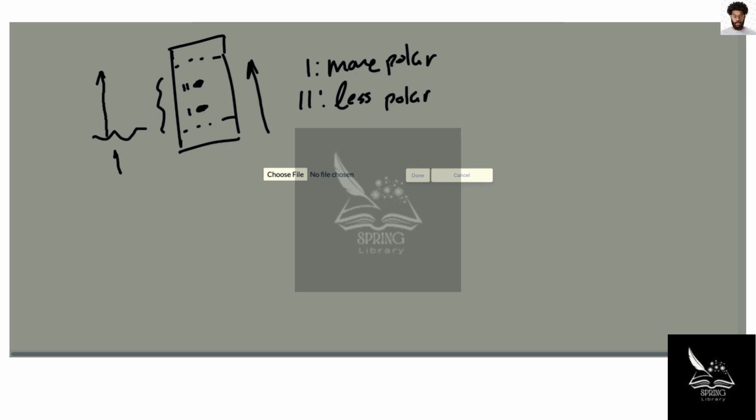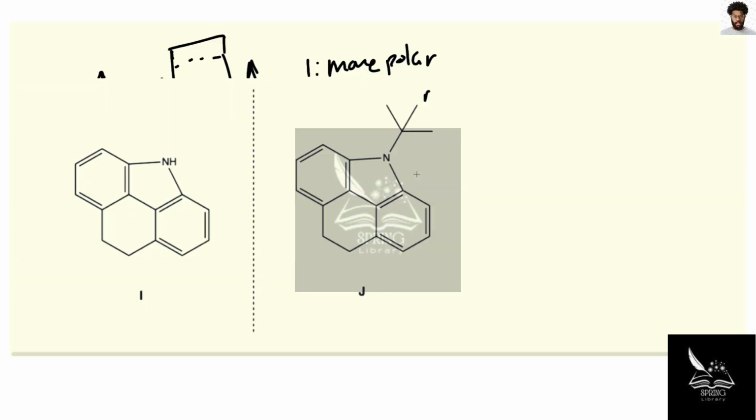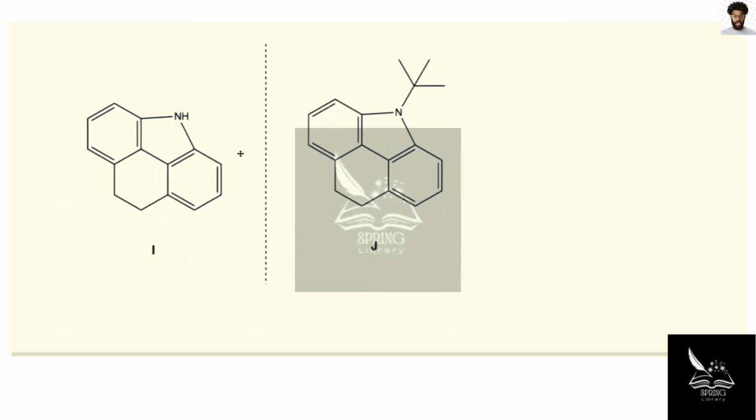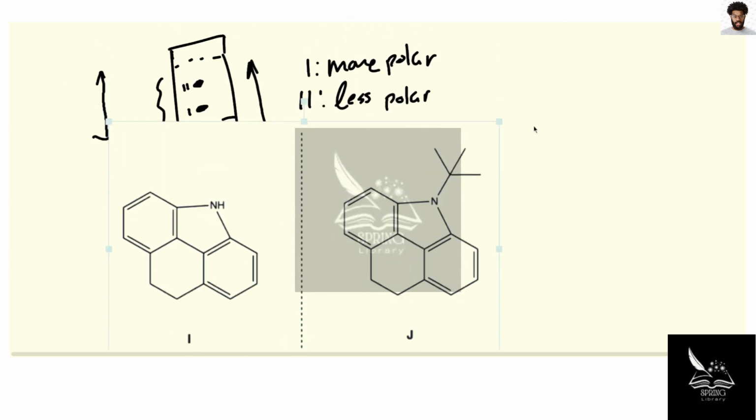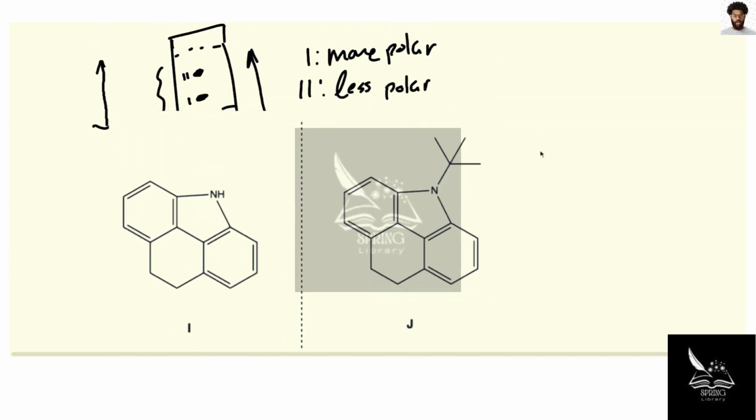Okay, so now let's look at the structure of compounds I and J, I guess they are. So let me pull those up. Okay, so which of these is more polar? That's really what the question is, right? And which is less polar? Well, the only difference we have here between these two structures is what's on the nitrogen. Compound I has a proton on the nitrogen, and compound J has a t-butyl group on the nitrogen.